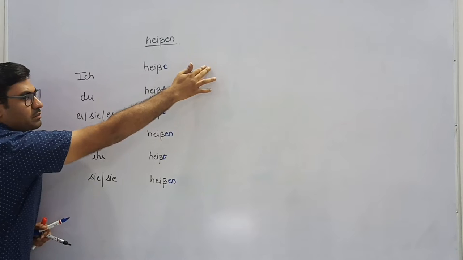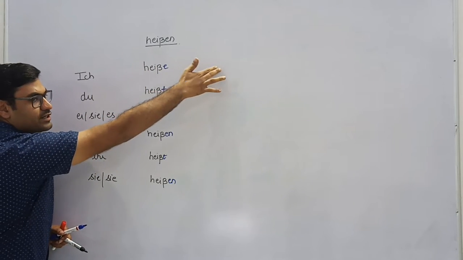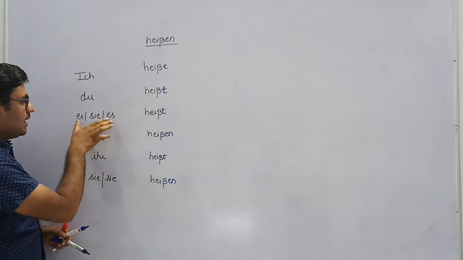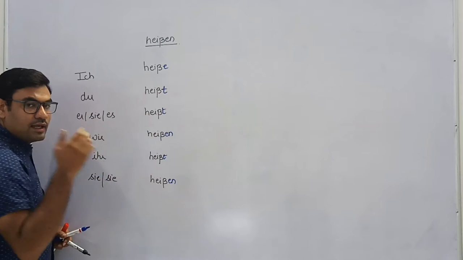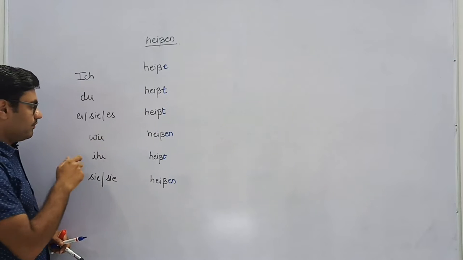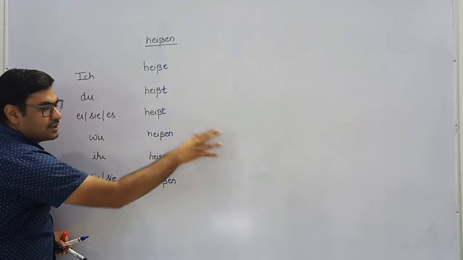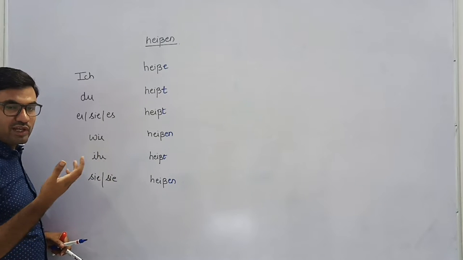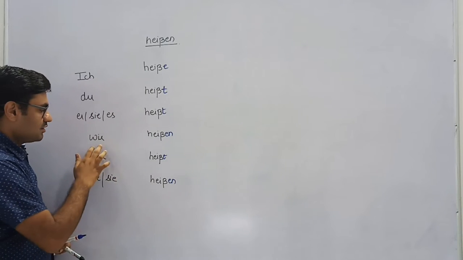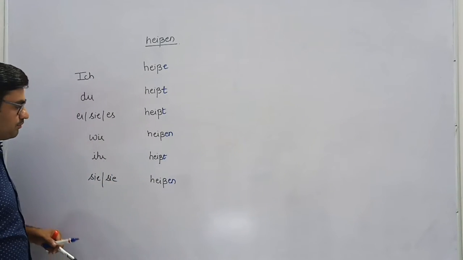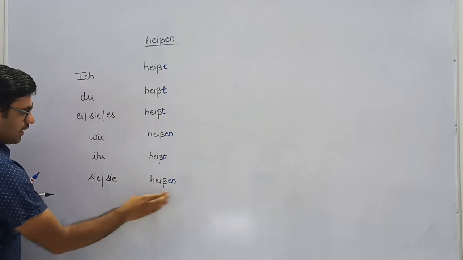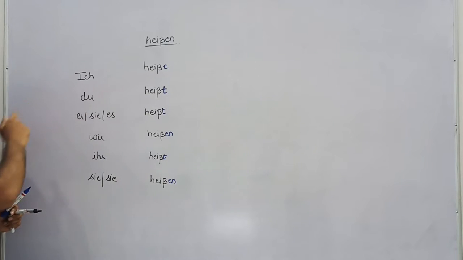Ich heiße Rishabh. This means I am called Rishabh. Du heißt Sam. You are called Sam. Er/sie/es heißt Tom. He is called Tom, or she is called Maria, anything. Wir heißen: there's some group, and the group wants to communicate that our group is named this, so they can say we are called this. Ihr heißt, you all are called something. Sie heißen, you are called something, or they are called something.